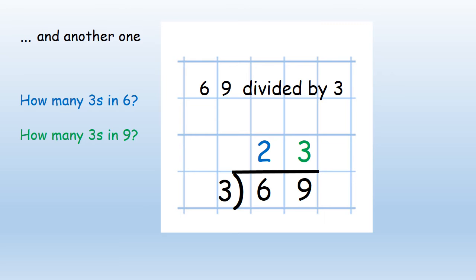Even though you've calculated how many 3s are there in 6 for the written method, you're actually calculating how many 3s are there in 60, to which of course the answer is 20. But because the 2 is in the 10s column, it represents 20 anyway, doesn't it?